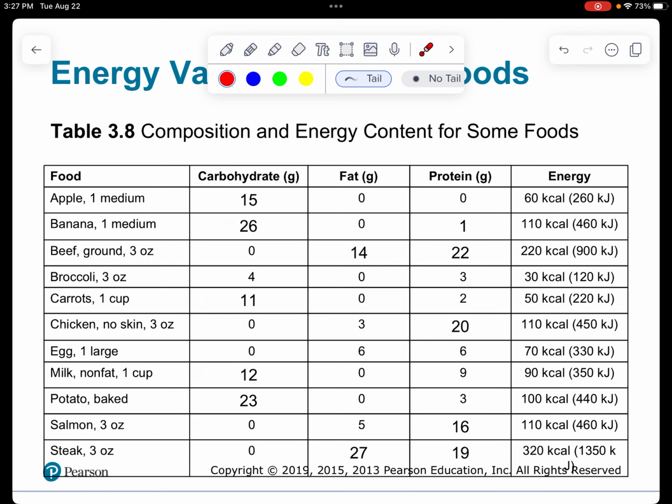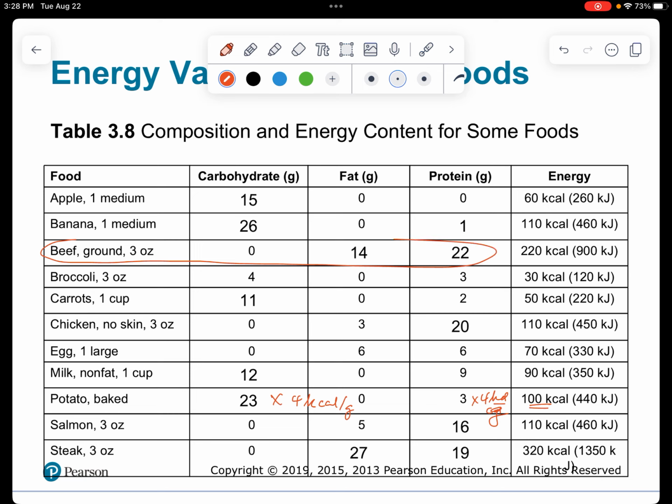So notice that a baked potato has 23 grams of carbohydrates and 3 grams of protein. So you would take 23 times 4 kcals per gram and also 3 times 4 kcals per gram and add those, and that would give you 100 kcals.